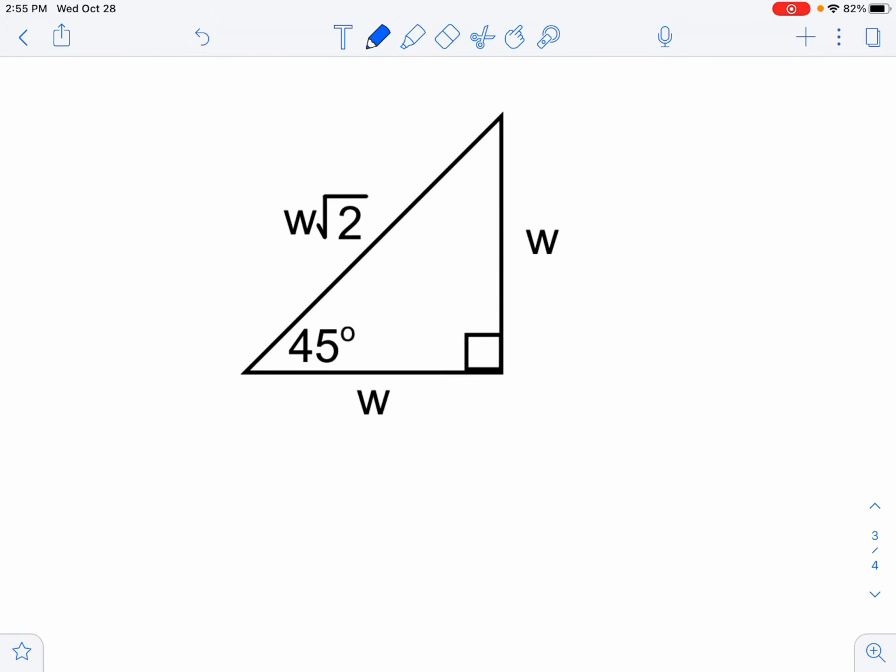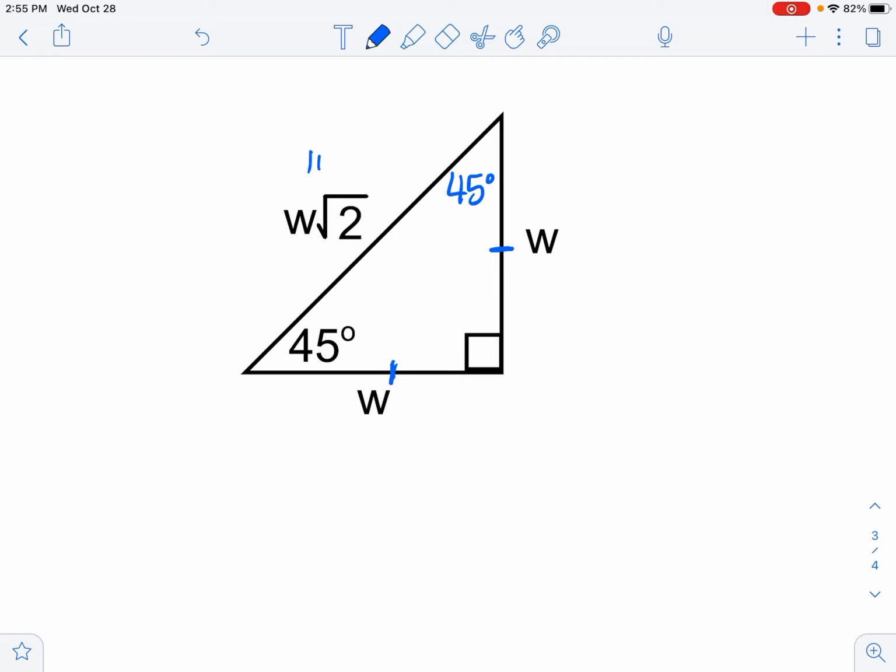All right, the last one that we have to talk about is the 45-45-90 special right triangle. On this one here, these two sides obviously have to be the same length because they're both opposite of a 45-degree angle. And then the hypotenuse is root 2 times that amount. So for example, if this was 5, this would be 5, and this would be 5 root 2. Okay, so this one is super easy.